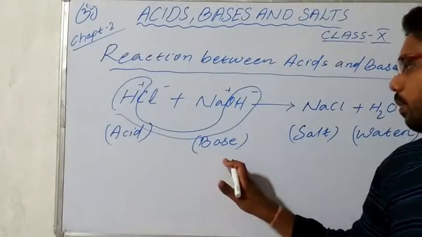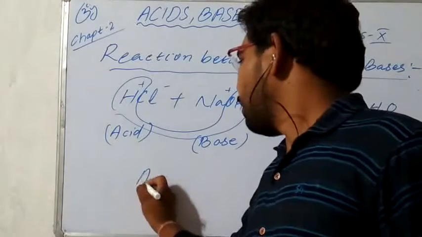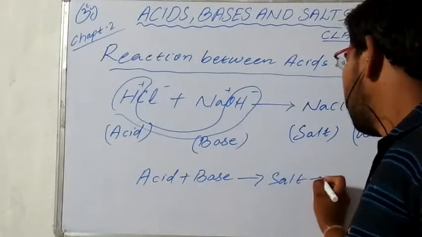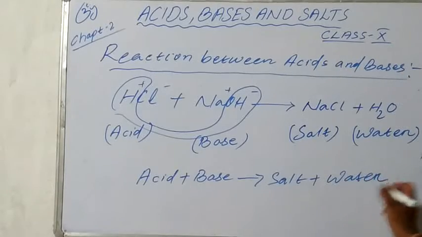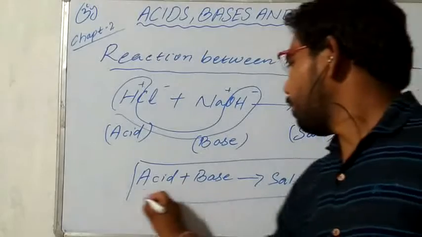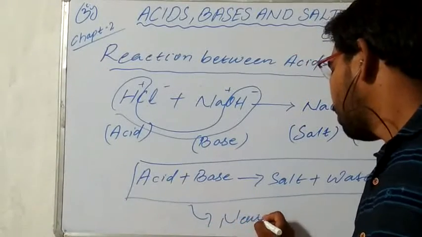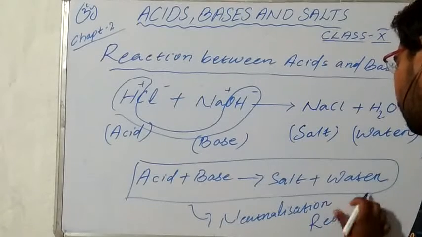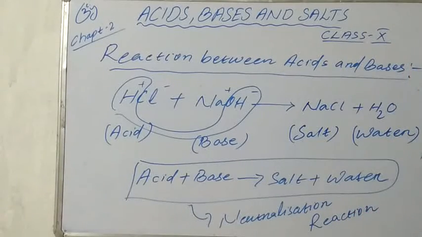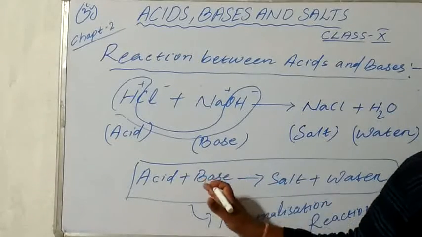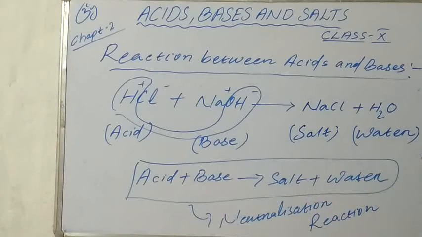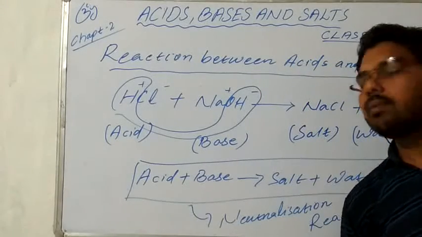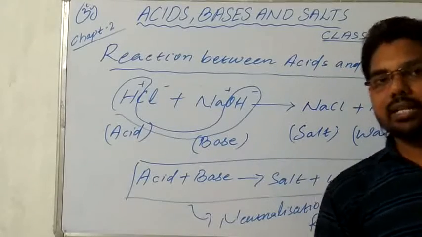So when acids react with bases they form salt and water. Acid plus base gives salt plus water. This is called a neutralization reaction. When an acid is neutralized by a base to form salt and water, this reaction is called a neutralization reaction. So this is all the idea about acids, bases and salts.